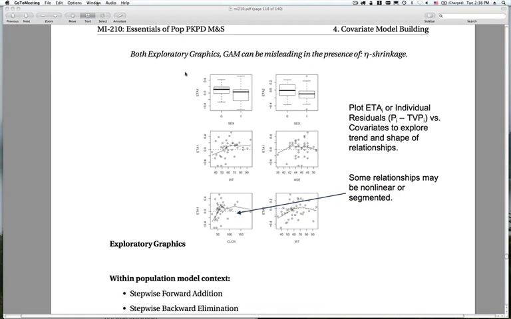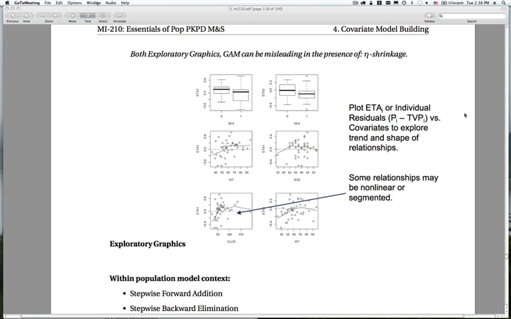A key point here is that both the exploratory graphics and the GAM, which are what we call eta-based diagnostics, or diagnostics based on the individual random effects, can be misleading in the presence of the eta shrinkage that we spoke about earlier on. Eta shrinkage is the case where the individual estimates are shrunken towards the mean estimate of 0, thus distorting the true relationship.